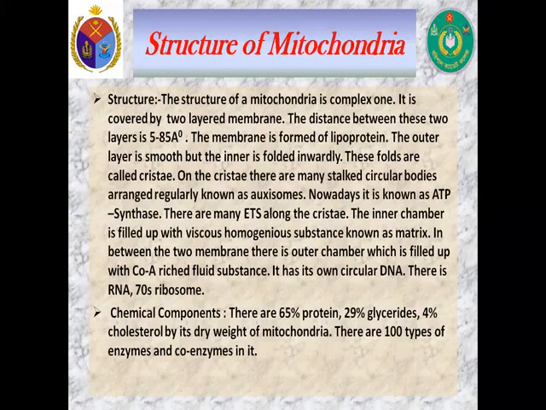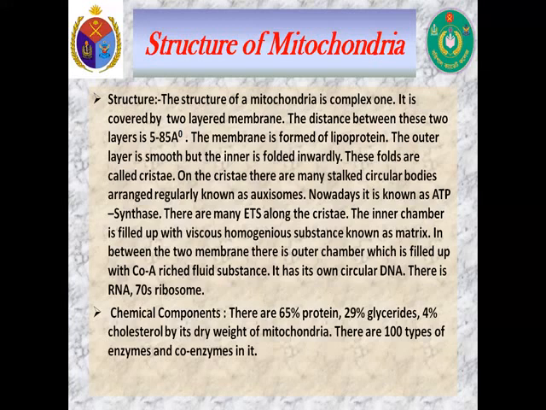Number 2, cristae. The inner membrane is folded irregularly toward the center like finger-like projections. These structures are known as the cristae. The cristae remain arranged transversely and partition the cavity of the mitochondria into several incomplete compartments. The space between the cristae is known as intercristal space, which remains connected with the outer chamber.